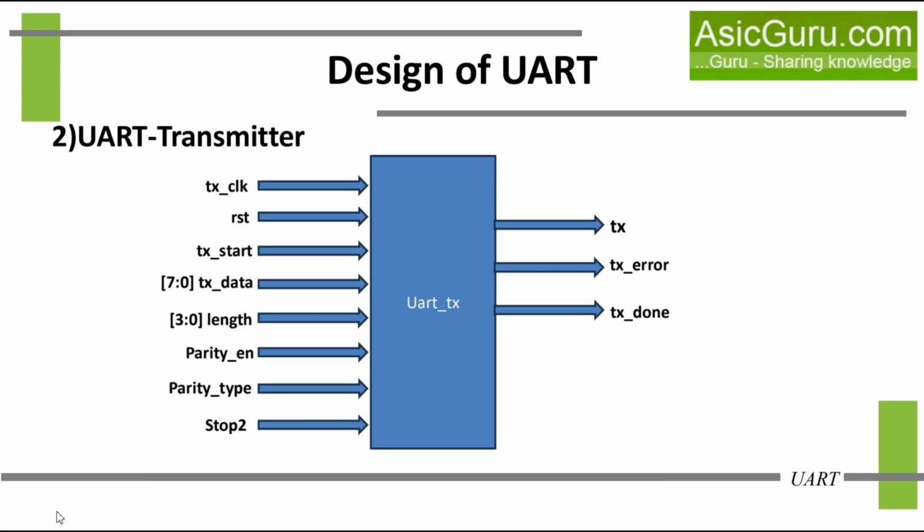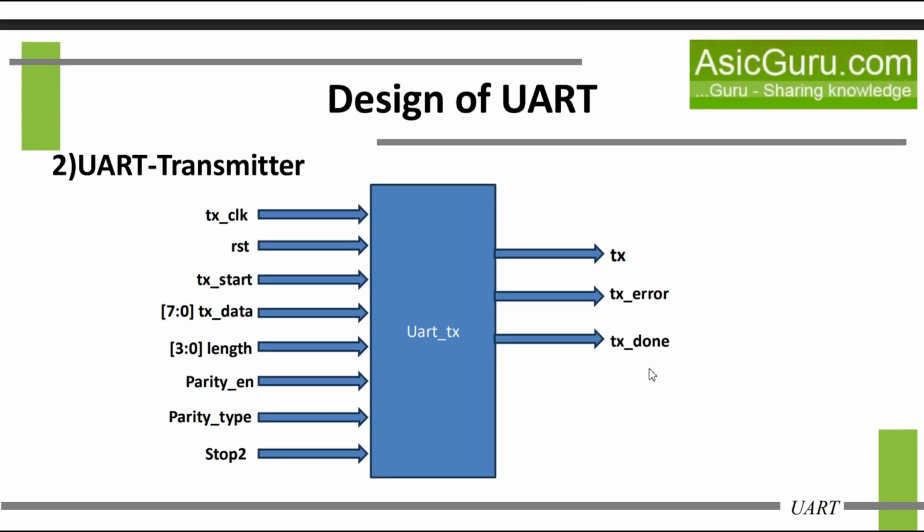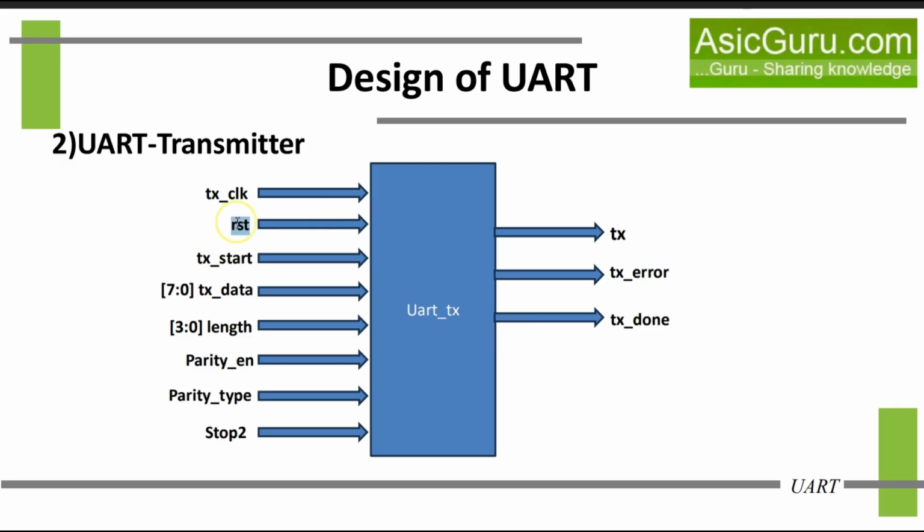Okay, now let's move to the UART transmitter. Here are the input signals of the UART transmitter, that is TX clock, which we are receiving from the clock generator, then reset, then TX start, which indicates that we have to start sending the data. Here is the actual data bits that we are sending to the receiver. Here is the length. Length indicates what the length of the data should be. It should be 5, 6, 7, or 8, whichever length of bits we are sending to the receiver.